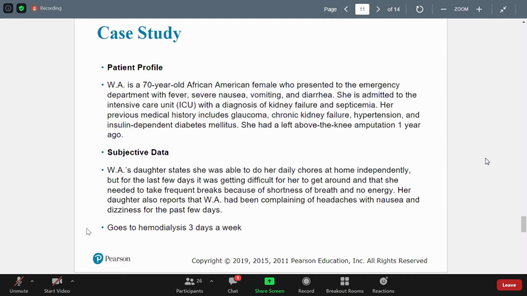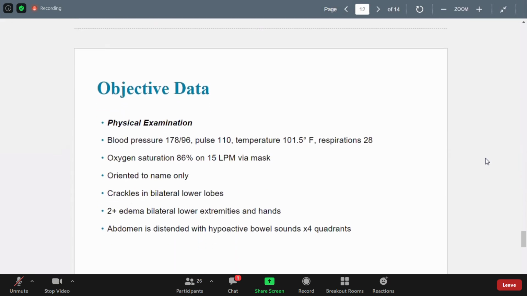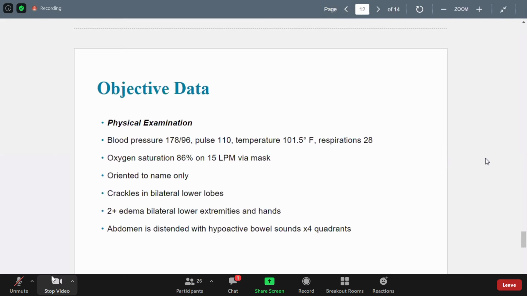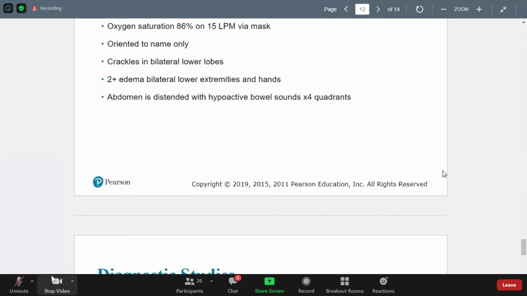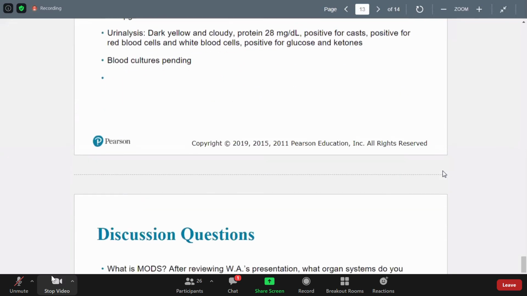Okay, so the case study. Let's move on to the case study. Physical examination. Okay, can you just say what the case study is about for the other two groups, please?